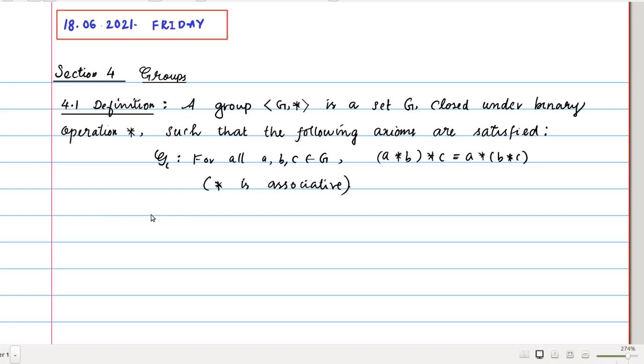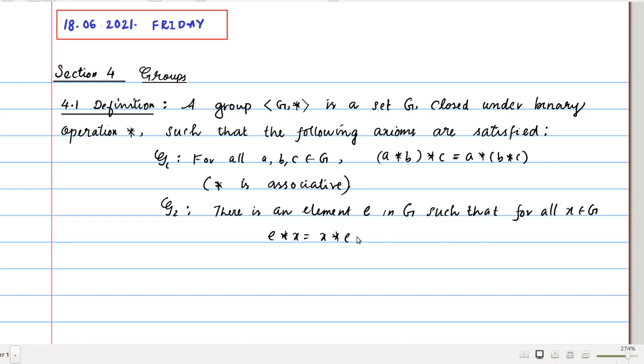This is the first axiom, and in the second axiom we establish the existence of an identity element. That means the second axiom G2 says there is an element e in G such that, for all x belonging to G, e star x equals x star e, which is equal to x. This is the definition of the identity element. This axiom can be remembered as the existence of the identity element.